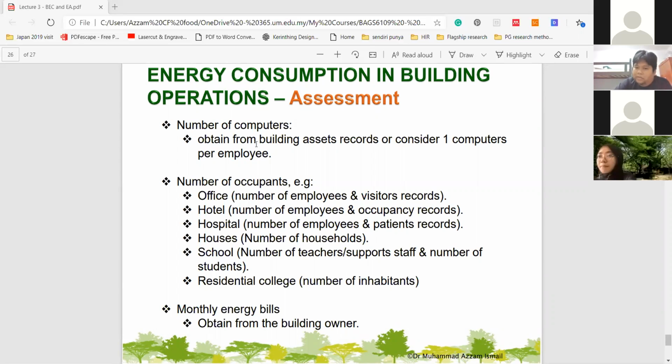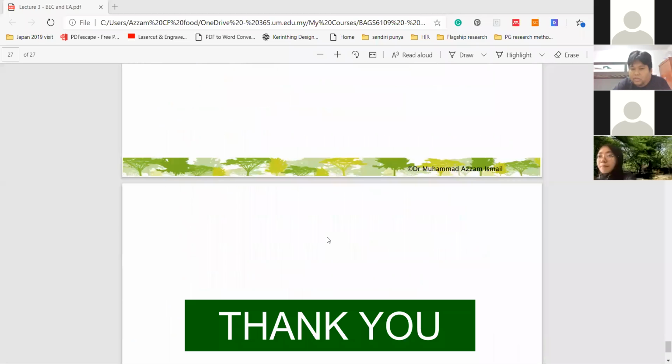And then obtain the plug loads, computers, and all the other equipment. And then for occupants as well, look into employees and staff, and the lecturers, plus visitors and also students, 3 stakeholders here. Okay. And then the monthly energy bill, of course. Okay. So that's about it.